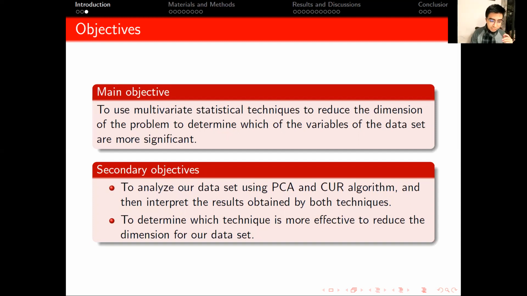In order to achieve this, we have to analyze our data set using PCA and CUR algorithm, and then interpret the results obtained by both techniques. Moreover, we will determine which technique is more effective to reduce the dimension for our data set. Our hypothesis is that CUR algorithm is more effective than PCA.